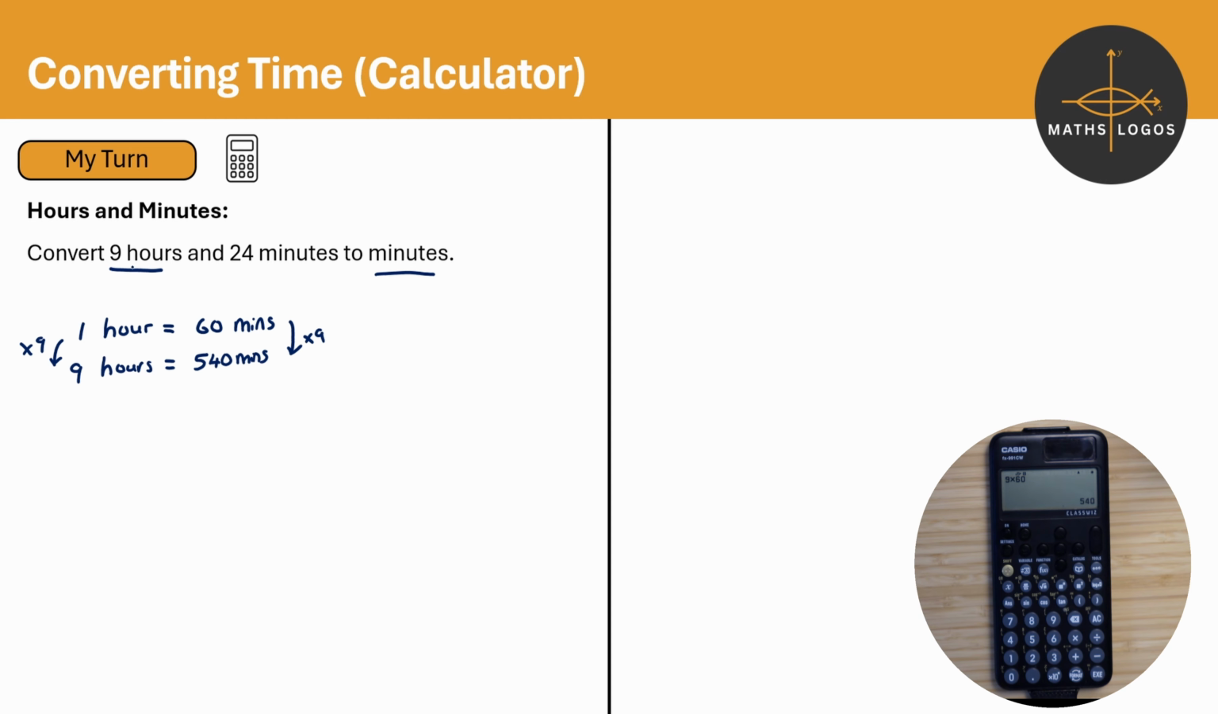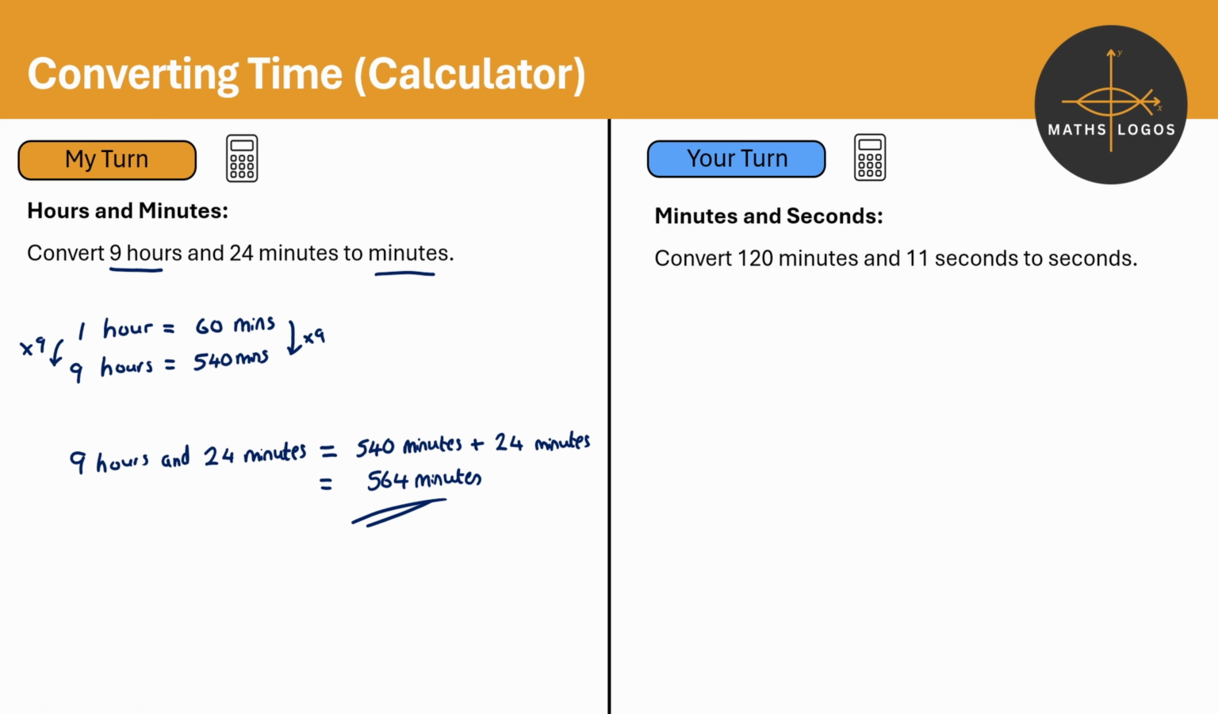We want to then put that all together. So convert 9 hours and 24 minutes to minutes. So I'll say 9 hours and 24 minutes is equal to the 9 hours in minutes, which we have said is 540 minutes. Add on the 24 minutes. And this gives me an answer of 540 add 24, which is 564 minutes. And that's my answer. Pause the video and give this question a go.